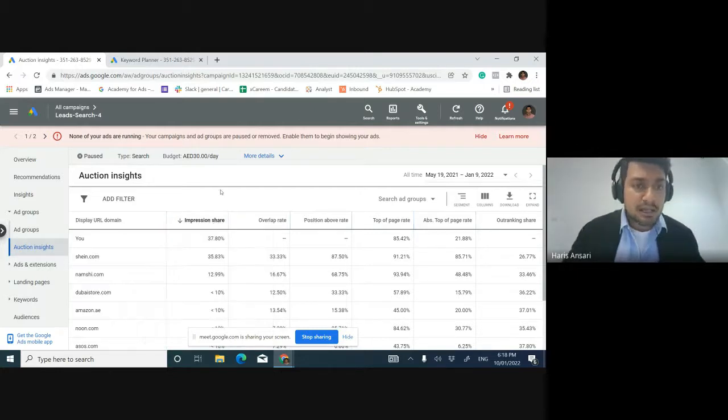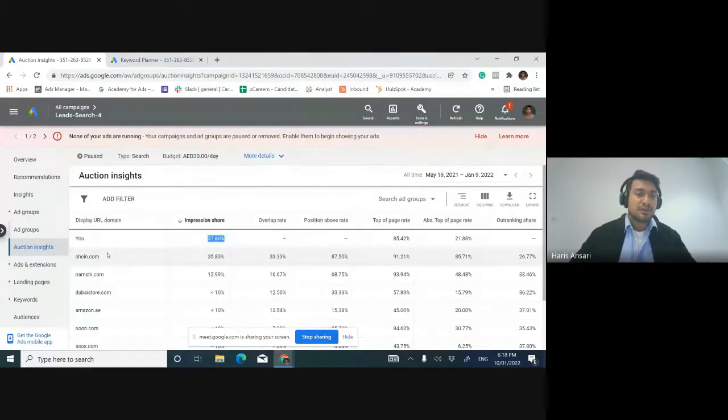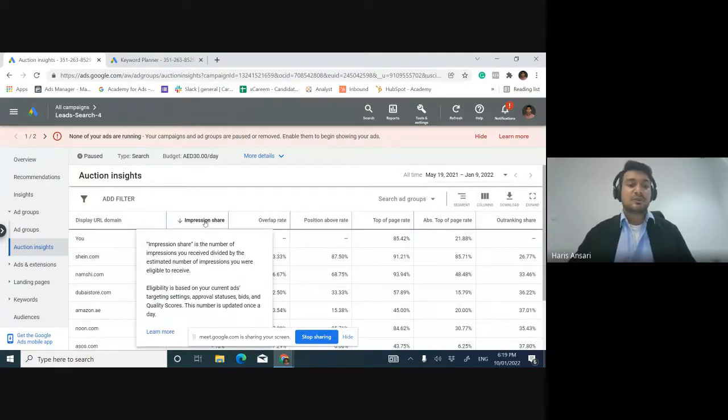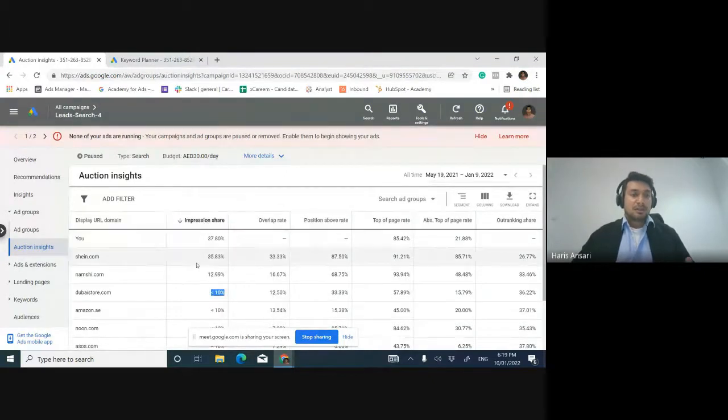So the first, very important thing which we have is impression share. Impression share tells you what was your impression share, you being my company, and what was the impression share which other companies are getting for the same ad group. So I was getting 37, other companies were getting 35, 12, less than 10. So this is what impression share is. Impression share is basically how much total impressions I am getting out of the potential impressions which I could have got. So you can compare your impression share with your competitors.